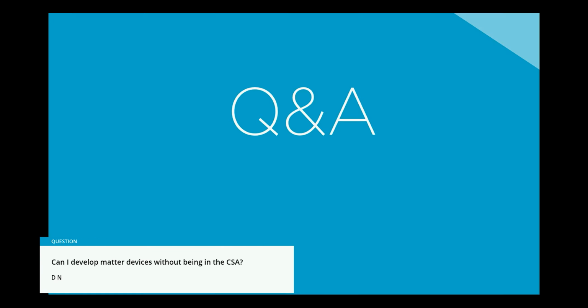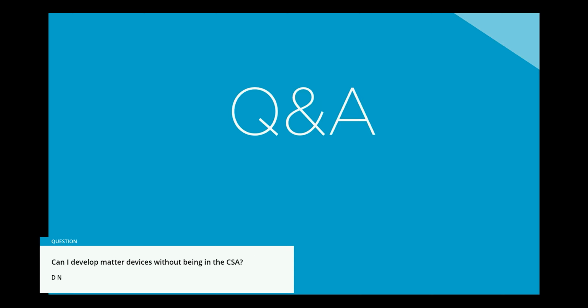Can I develop Matter devices without being in the CSA? Camille, do you want to take this one? You can develop it and create a proof of concept for your purposes. However, you will not be able to certify it, because to approach the certification, you have to be a member of the CSA. So to get a product to the market, you would need to be a member of the CSA.